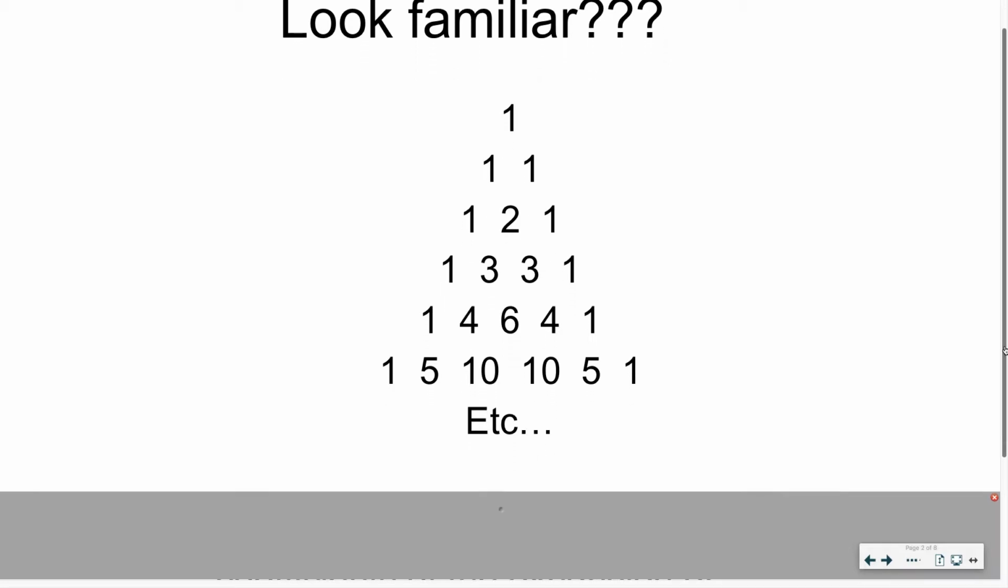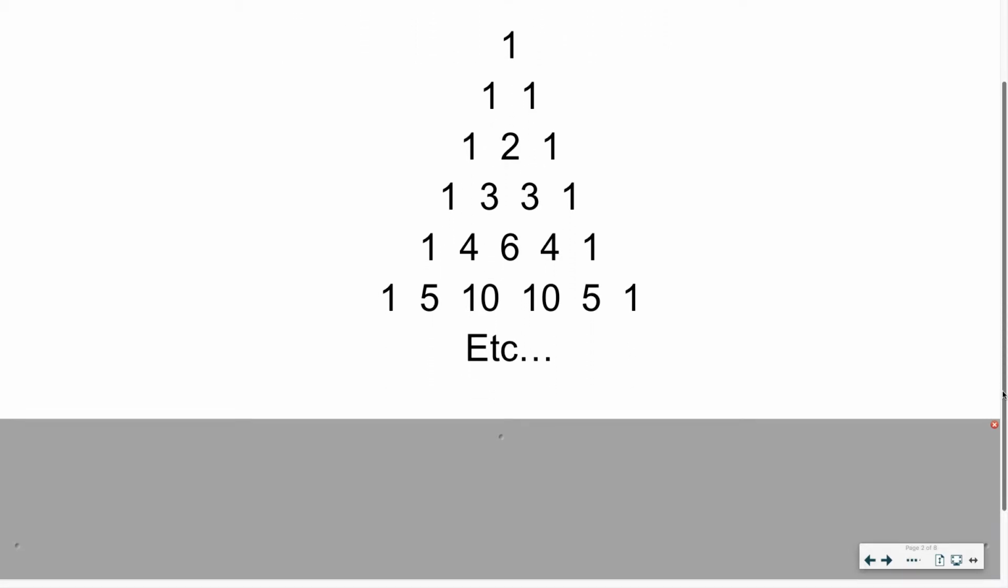Let's talk about some patterns with Pascal's triangle. Okay. 3 plus 3 is 6. 3 plus 1 is 4. 6 plus 4 is 10. Etc., etc. So if we were going to write the next row, what would it be? Just everybody say it out loud. 1, 5, 10, 10, 5, 1. Good. Okay.